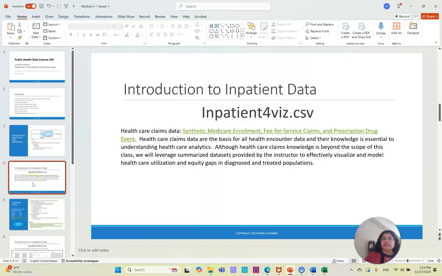So the data that I'm using, I'm calling it Inpatient 4 Viz. And this is a data set that I have created, and its source data is the inpatient file from Medicare. Because this course assumes that you have no knowledge of R or RStudio or healthcare analysis or even data science, the data that is presented in Inpatient 4 Viz is simple enough to understand, yet realistic enough to mimic the very complex inpatient data that is viewed by analysts across the industry.